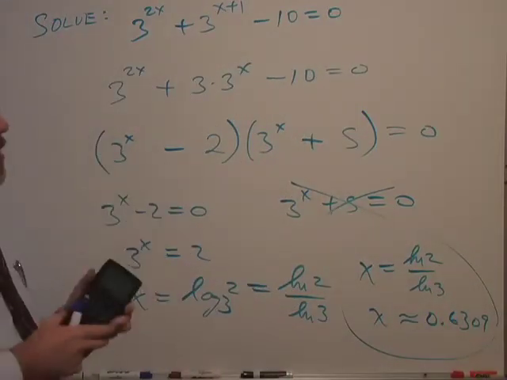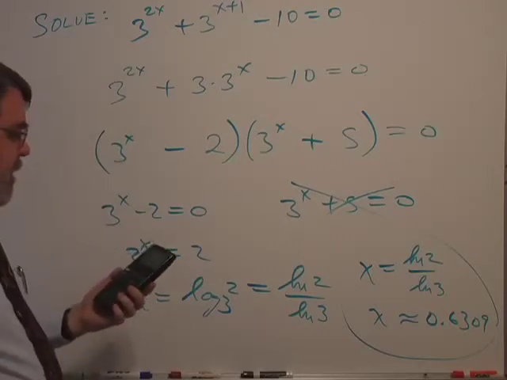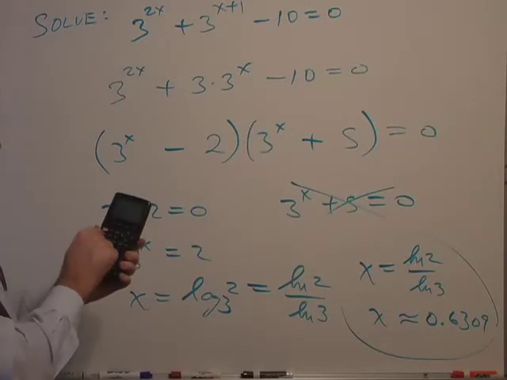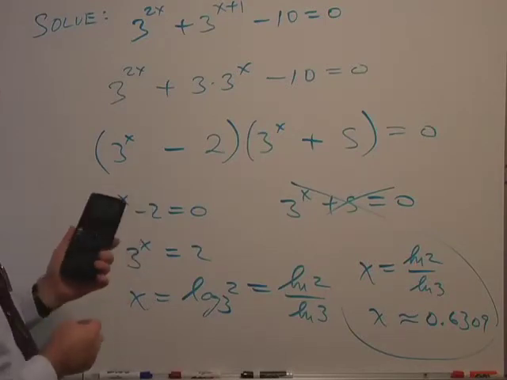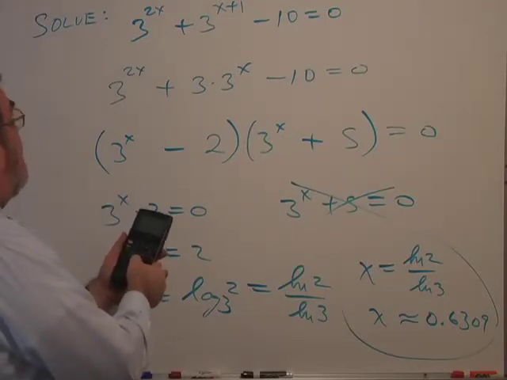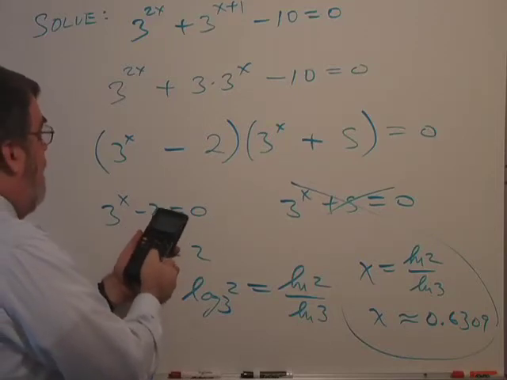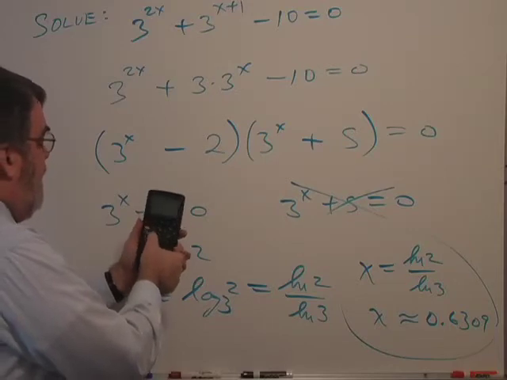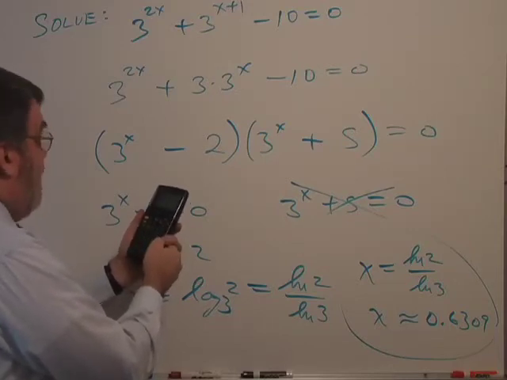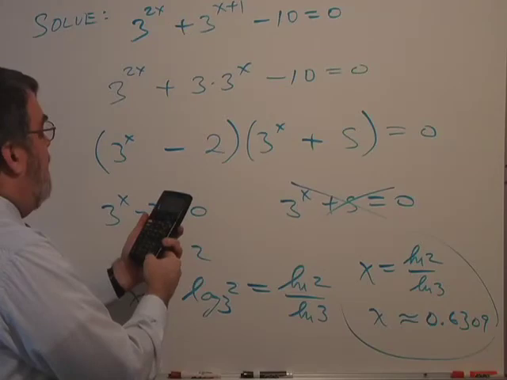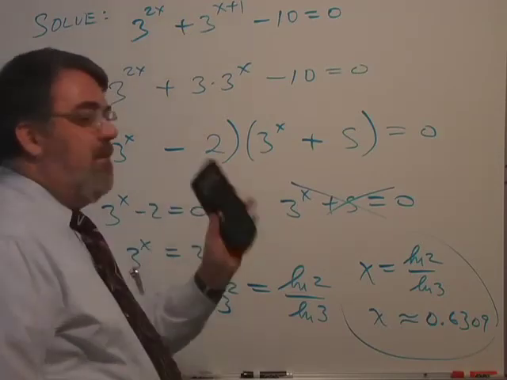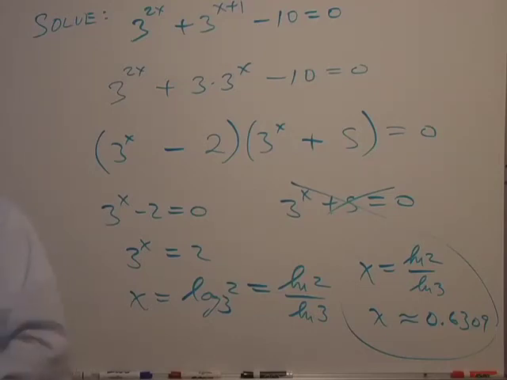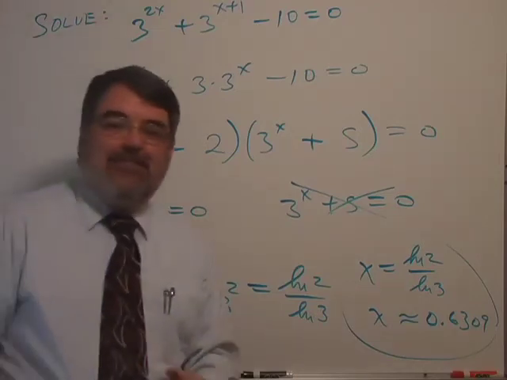I'm going to check my answer in the original problem. So I'm going to store that answer with all its decimals into x. And then 3 raised to the parentheses 2x, close parentheses, plus 3 raised to the parentheses x plus 1, close parentheses, minus 10, hit equal, and I got 0. Came out to be 0. So that's a good answer. And there we go.